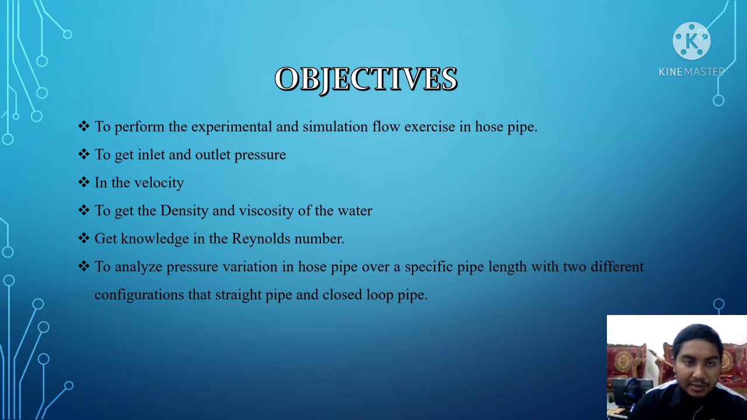So the last part of mine is about the objective. In this objective, we learn to perform the experimental and simulation flow exercise in a hose pipe to get inlet and outlet pressure and the velocity, to get the density and viscosity of the water, get knowledge of the Reynolds number, and the last one is to analyze pressure variation in a hose pipe over a specific pipe length with two different configurations, that is straight pipe and the closed loop pipe.